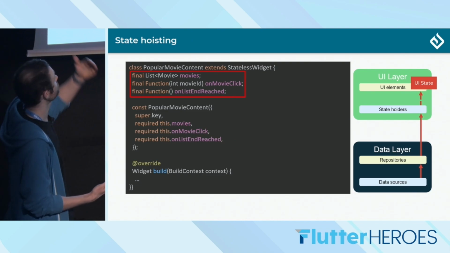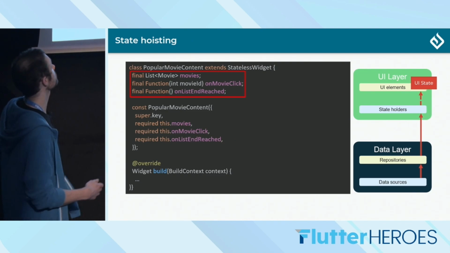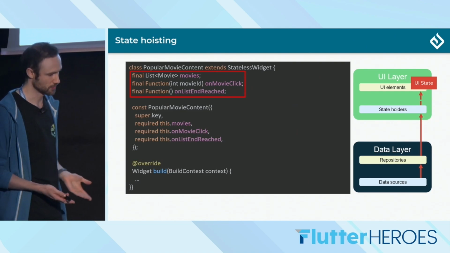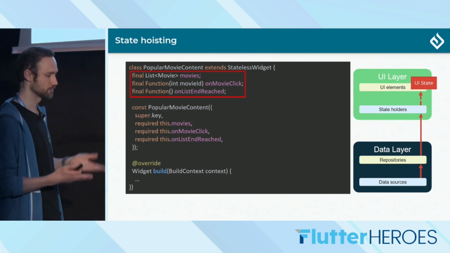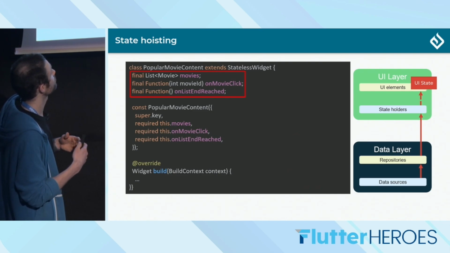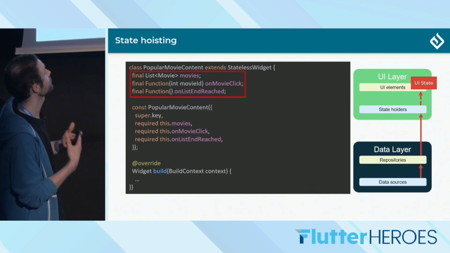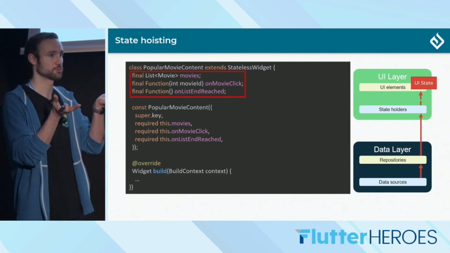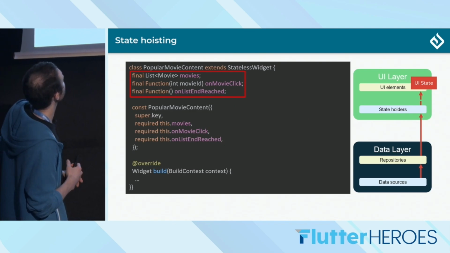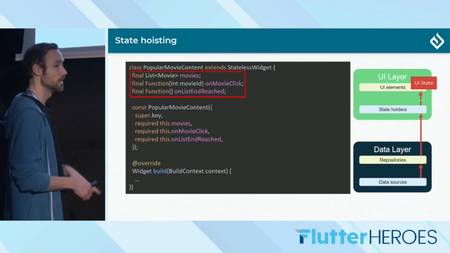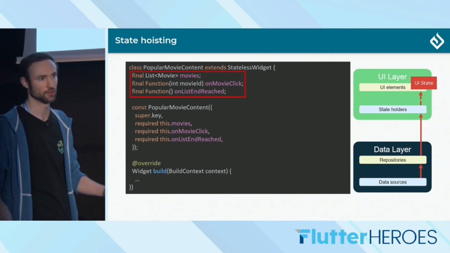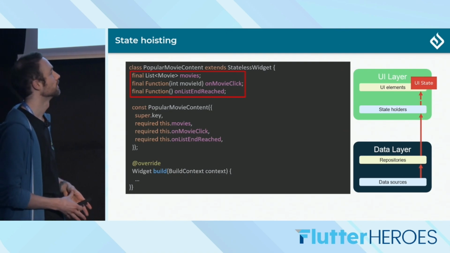So interesting here, just the list of movies and some lambda callbacks. No qubit, no state, no whatsoever. And this may be a little bit in contrary to the previous talk. So what we are doing here, we move the state as much up as possible, pretty much in our previous screen, the screen which is the parent of this popular movie content. And then we pass down only the data this widget and all the child widgets need.